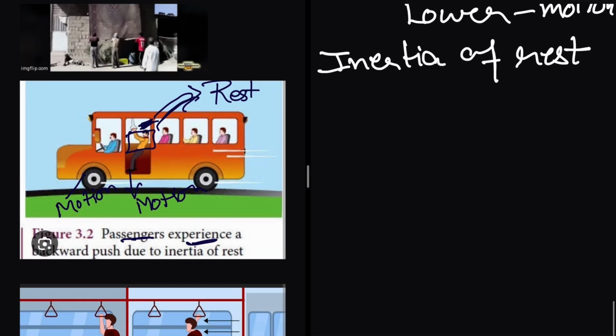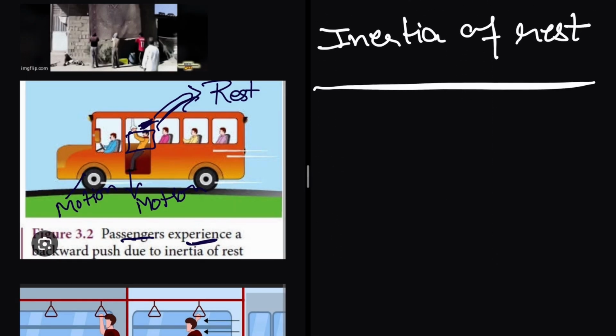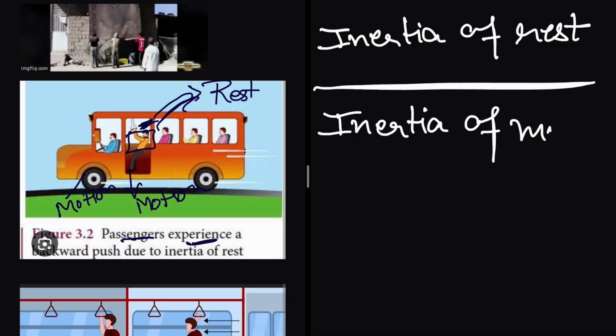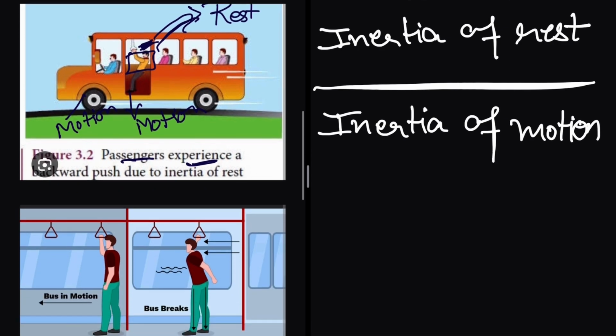Now the second type of inertia is inertia of motion. What is inertia of motion? A body which is moving wants to remain in motion. It doesn't want to stop. That's because of which property? Because of the inertia of motion, the inability of a body to change its state of motion by itself.